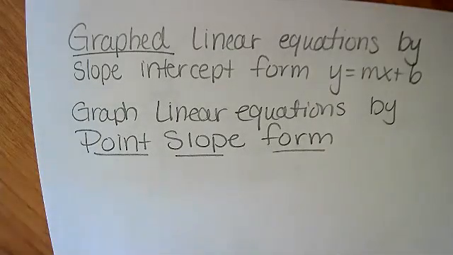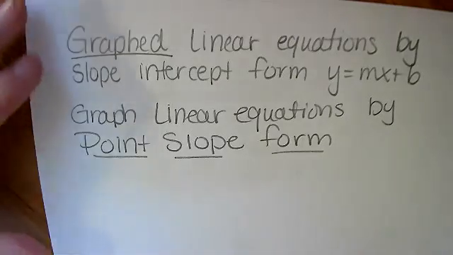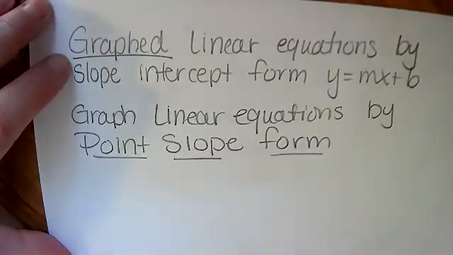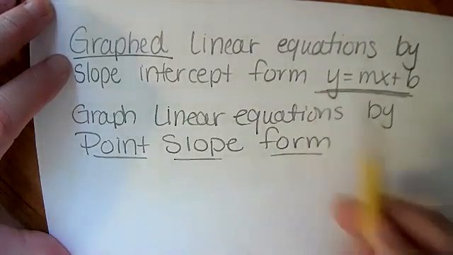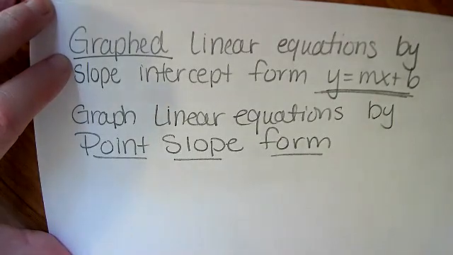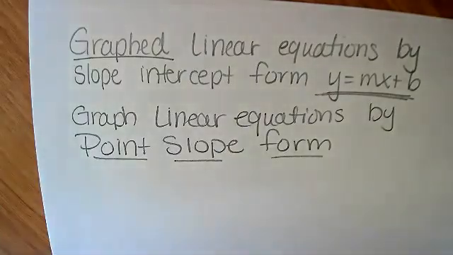Right, so like what I just said, in the last section we learned how to graph linear equations by slope-intercept form. Today, we are going to graph linear equations by what is called point-slope form. And it is exactly like it says. I'm going to give you a new equation today that will identify a point where the line goes through and the slope of that line.